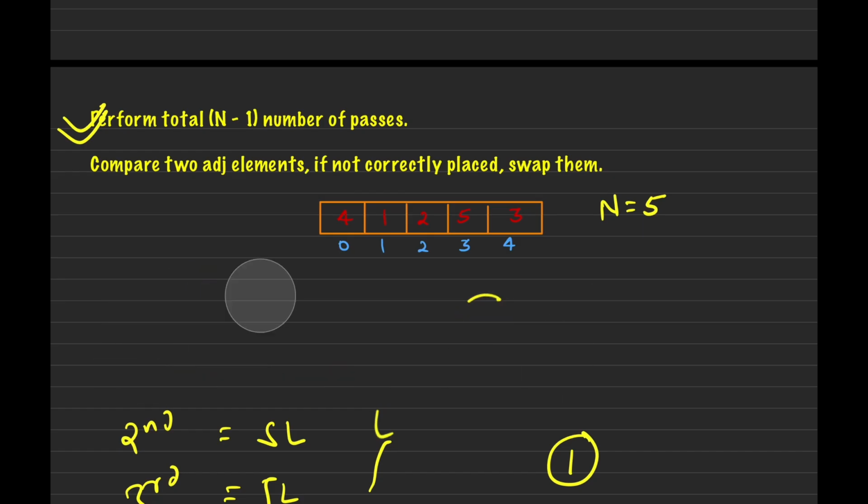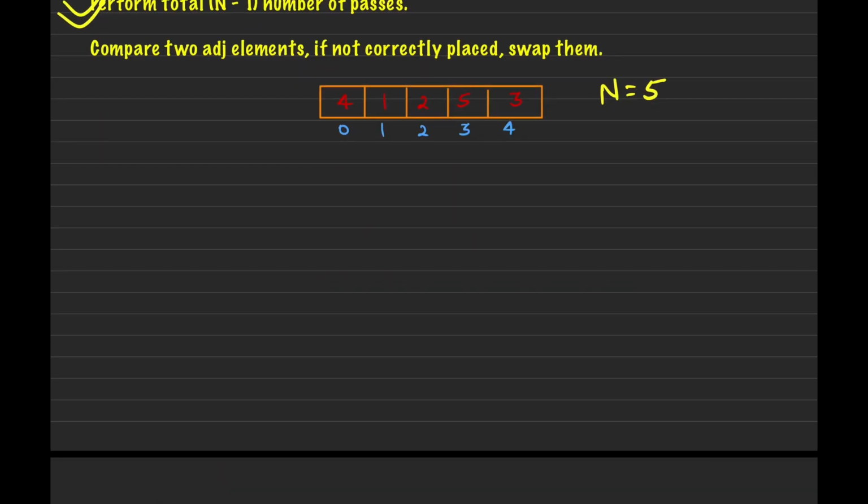Now let's check the dry run of each pass. Here the total size of my array is 5. How many passes will take place? The total passes will be n-1, which is 4. So we need to perform 4 passes in order to arrange these elements in increasing order.